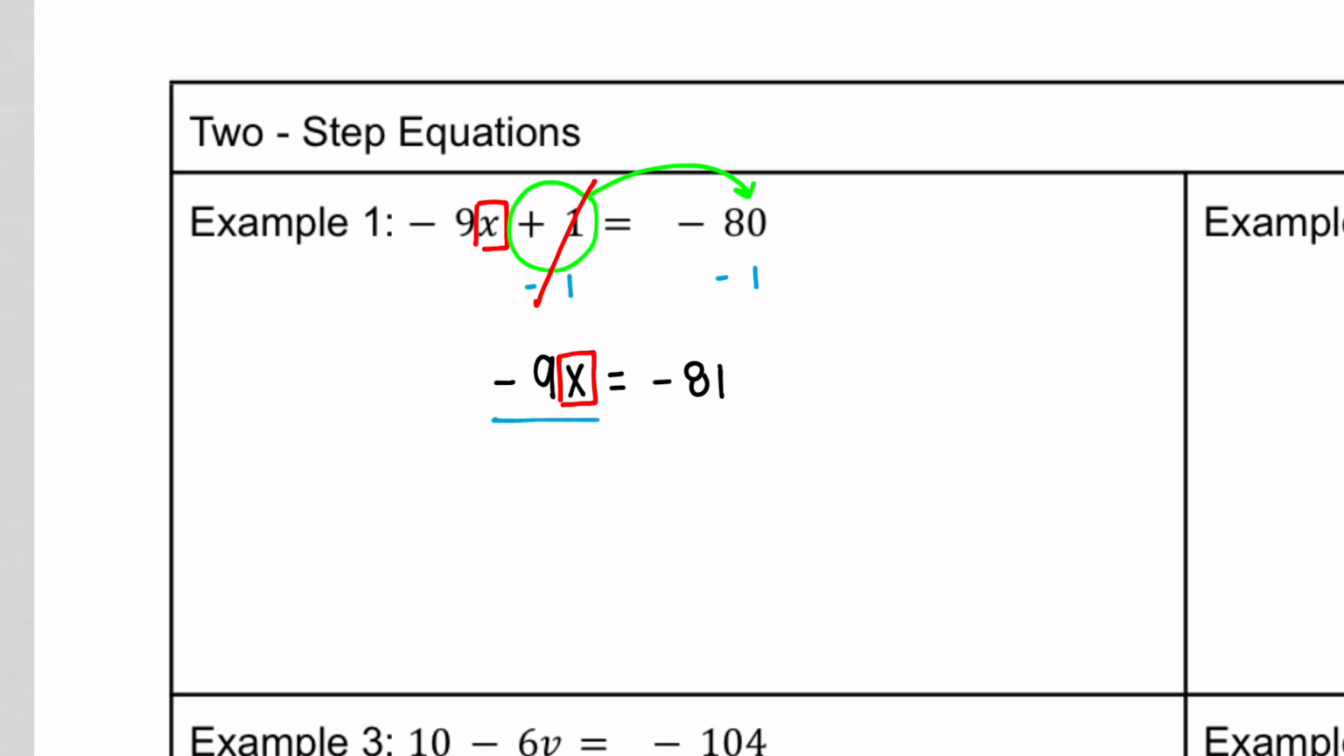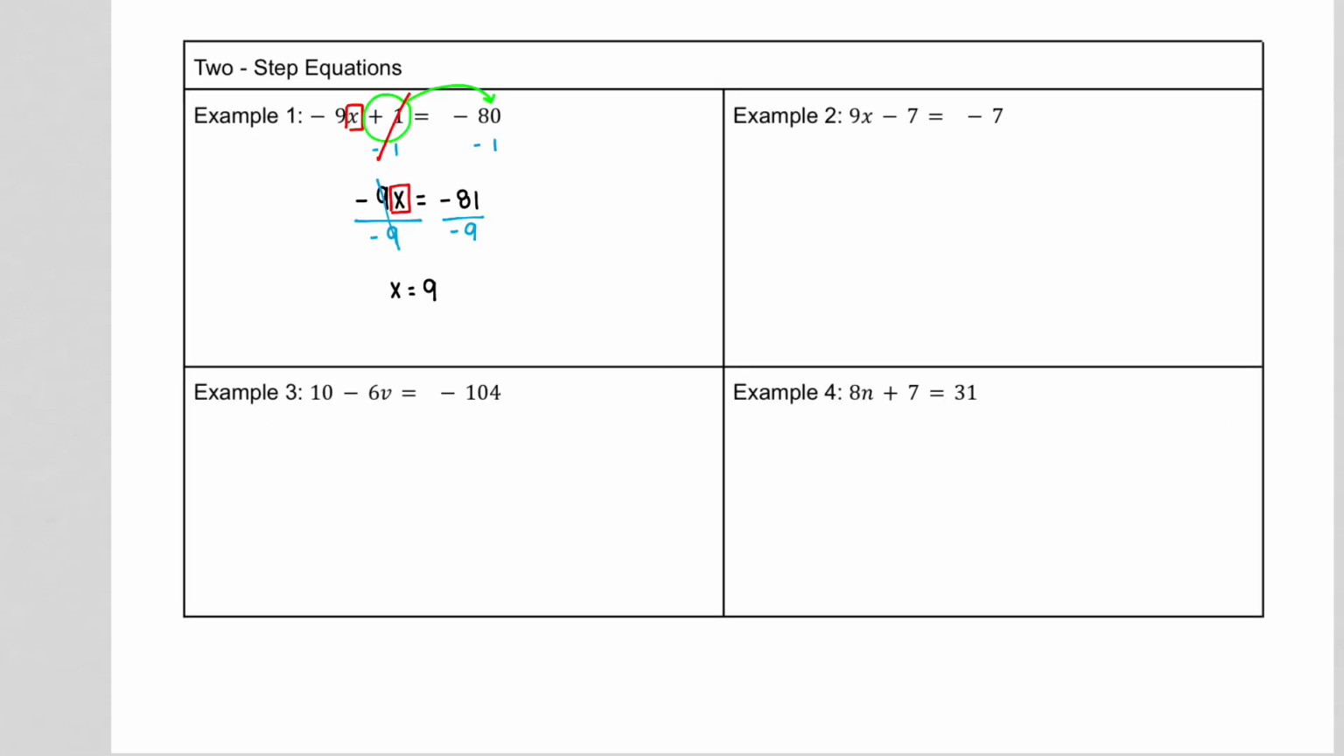So we're going to divide the left side by negative 9 to cancel that out. And I have to do the same thing on the other side. I'm going to divide negative 81 by negative 9. So I end up with x equals a positive 9. Again, you have 3 examples to do on your own: example 2, example 3, and example 4.